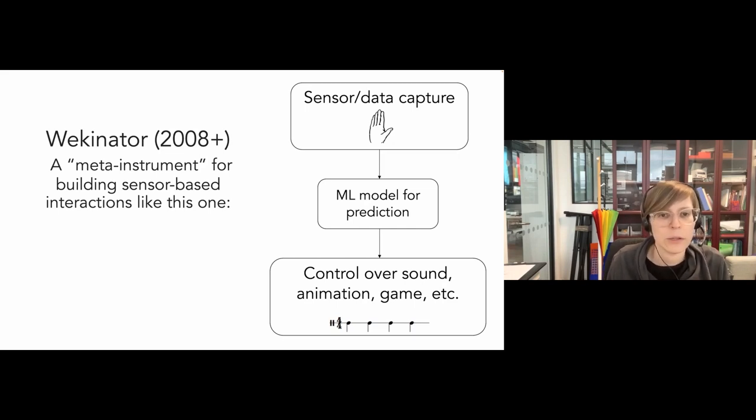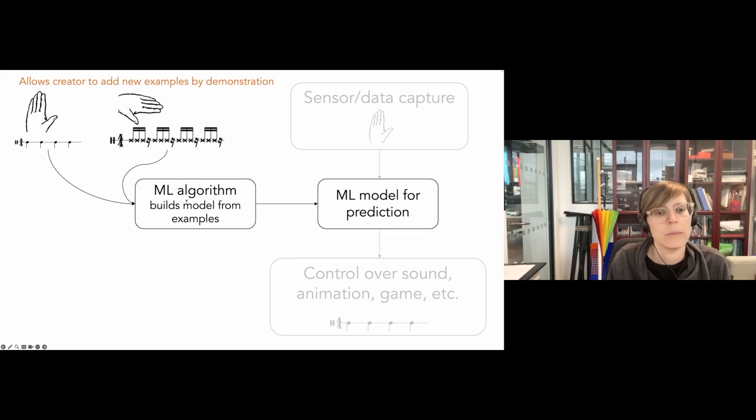So what does Wekinator allow you to do? It allows you to use classification and regression to build these models, and it builds them from examples. Each example has an input and an output, the output that you would like the model to produce in response to that input. When you launch the program, Wekinator doesn't assume that you have a training data set which perfectly captures your vision for the instrument. Instead, it allows you to relatively easily demonstrate some inputs and pair those demonstrations with the values you would like the model to produce, which are sent to your sound creation environment, for instance. So first of all, you can add these new examples by demonstration.